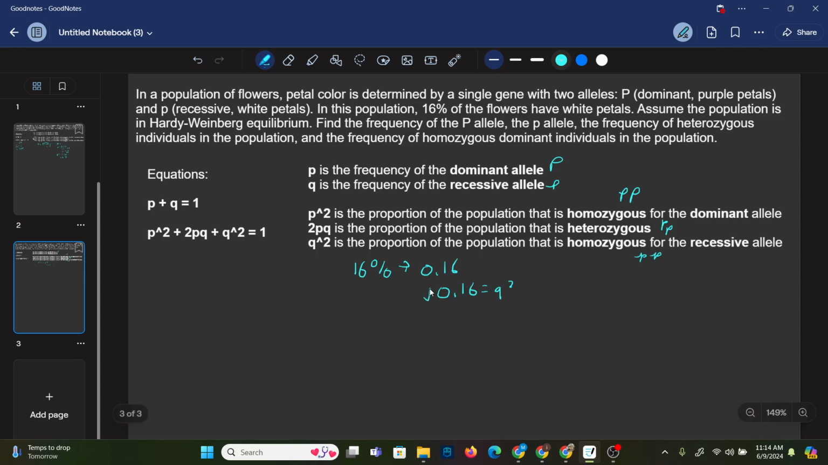So when we take the square root of both sides, we get Q equal to 0.4. And so this is the frequency of the little p allele, which is question 2, 0.4.